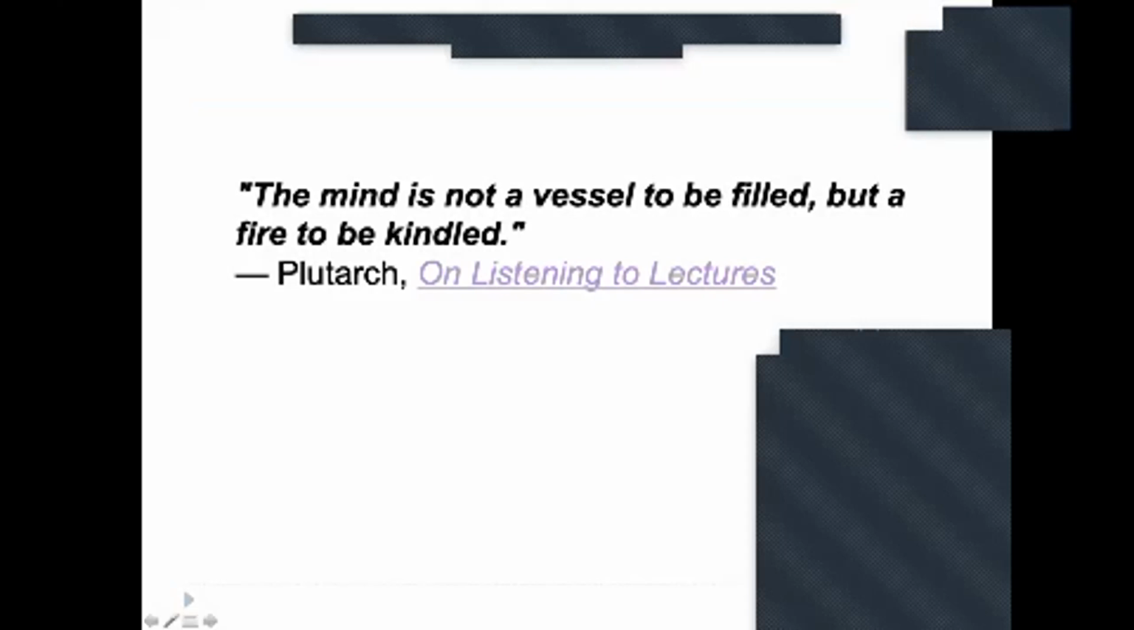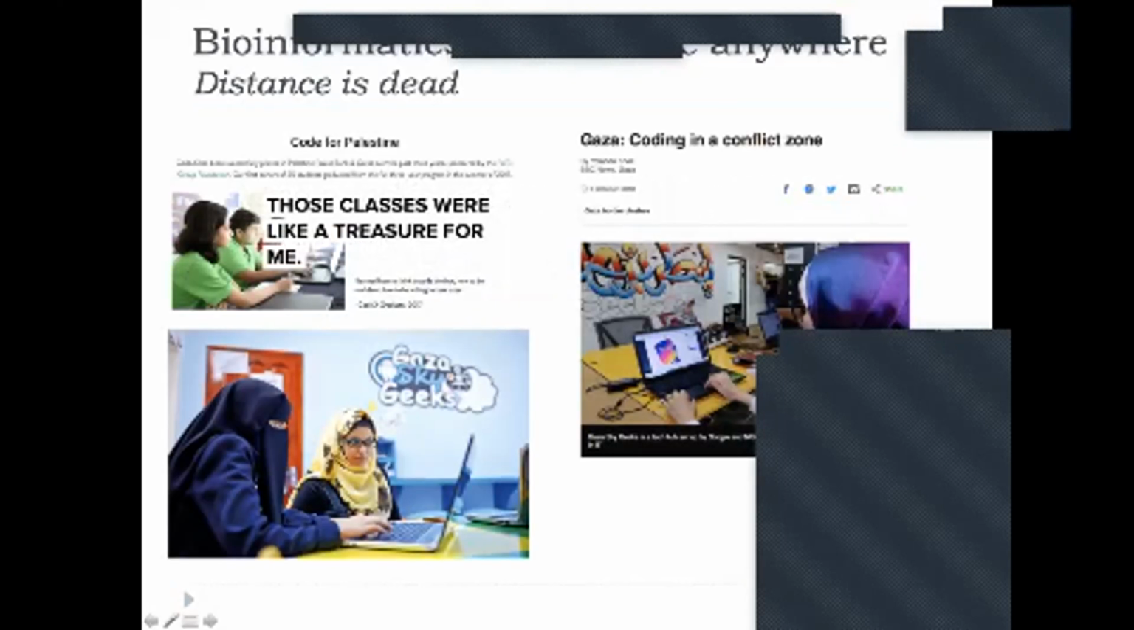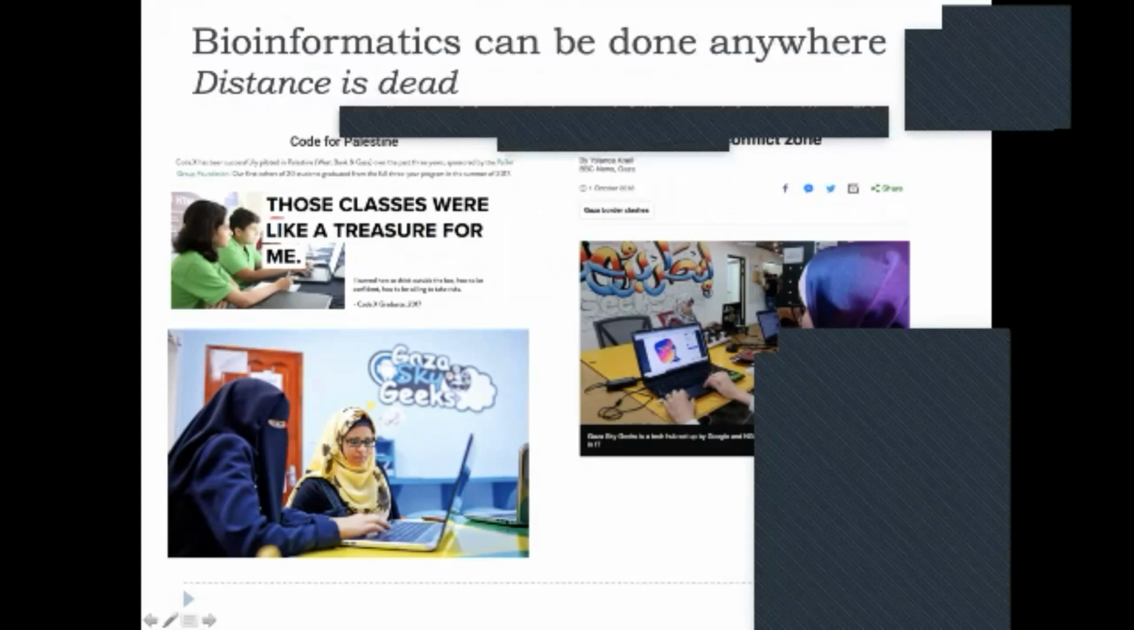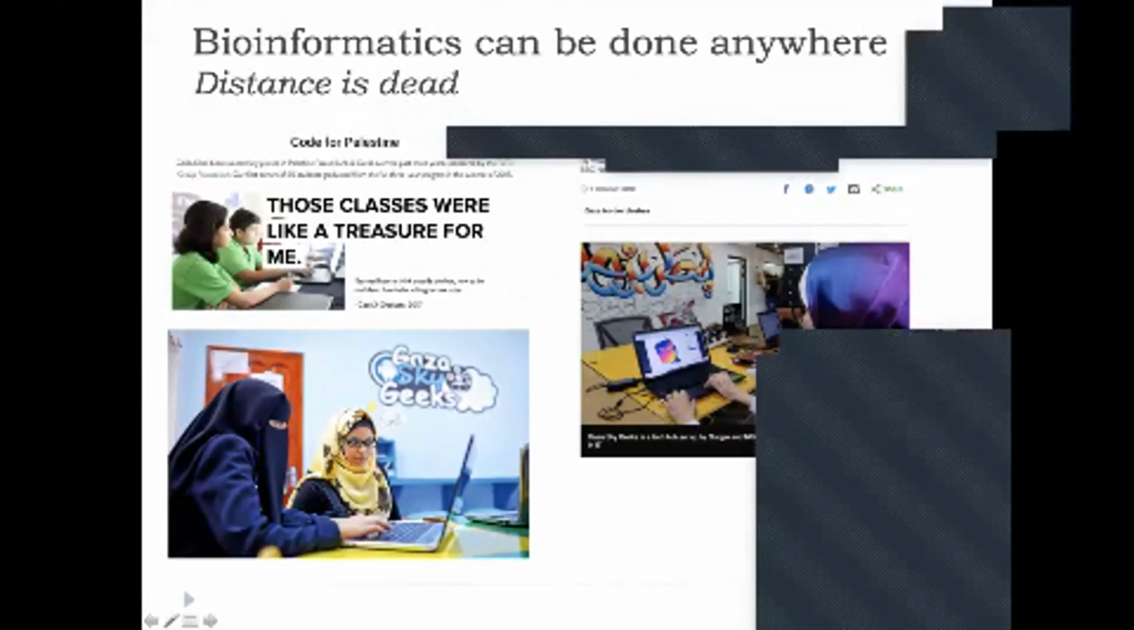But the other thing that I came across a couple of years ago was looking afresh at an old saying about the internet, which is that distance is dead. But basically, bioinformatics can be done anywhere.